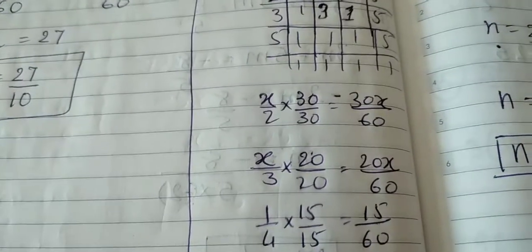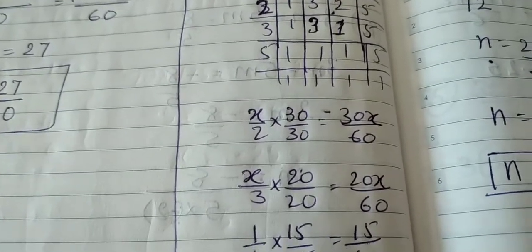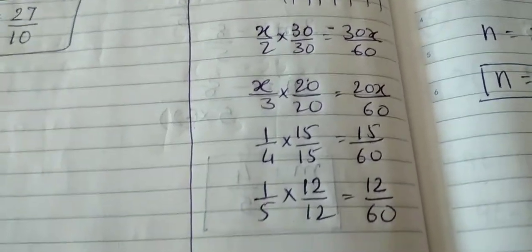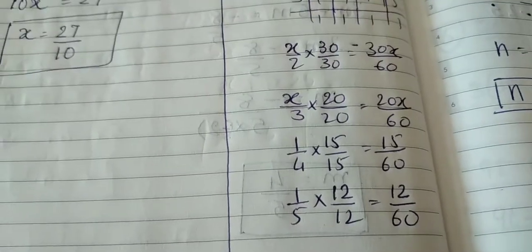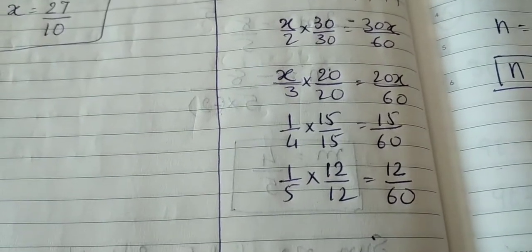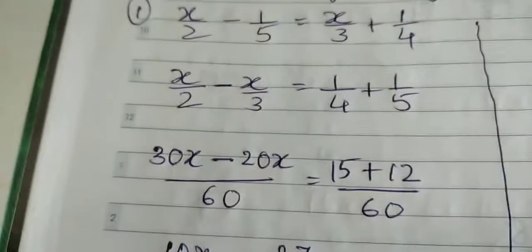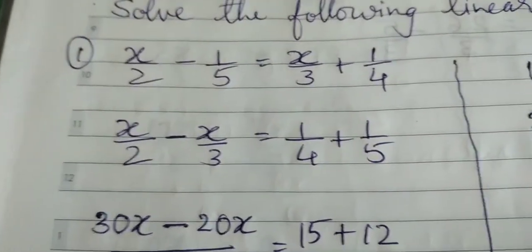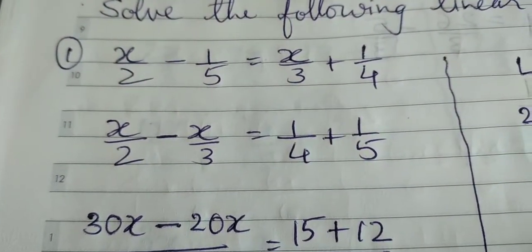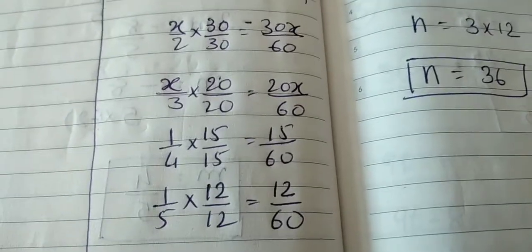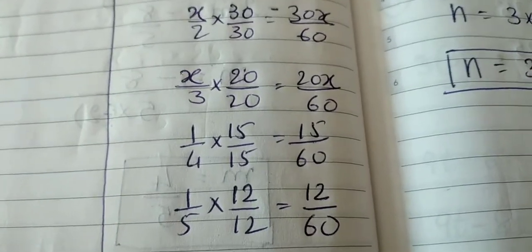30x upon 60. Then the next one, x by 3, multiply it with 20 upon 20 and you get 20x upon 60. And similarly 1 by 4, multiply it with 15 upon 15, and 1 by 5 multiply with 12 upon 12. And replace these terms, x by 2, 1 by 5, x by 3 and 1 upon 4, by these new converted ones with the like denominators.